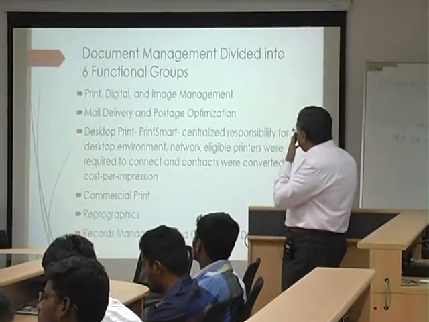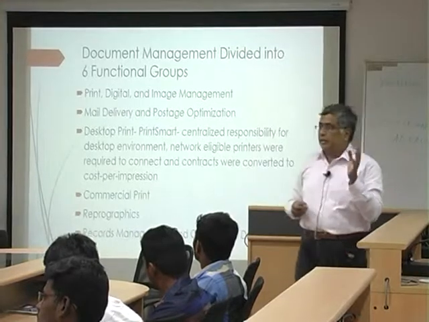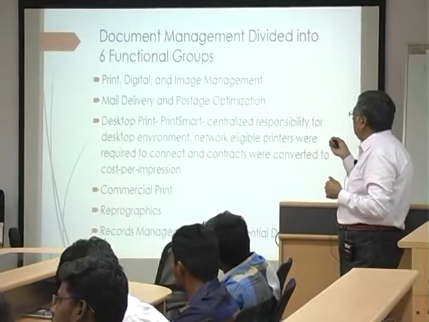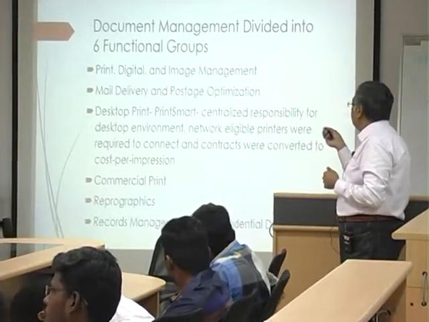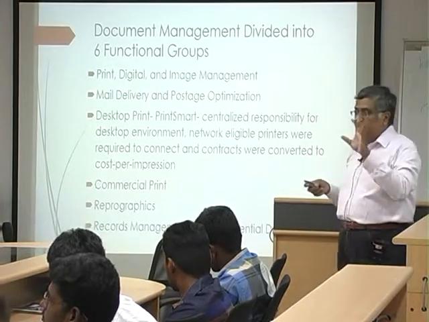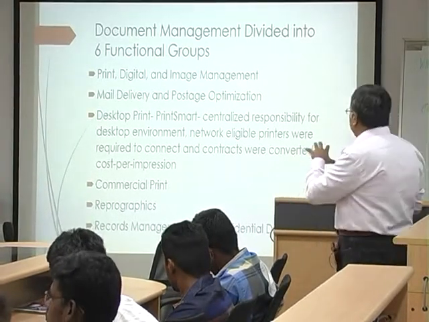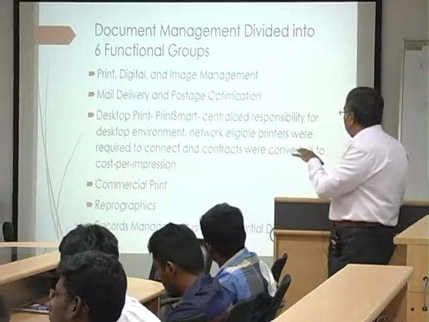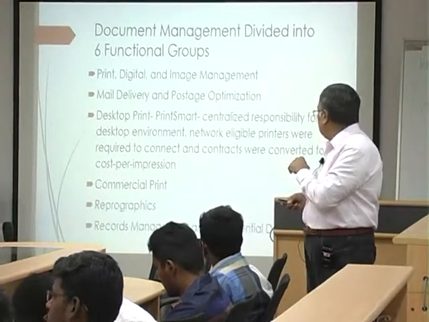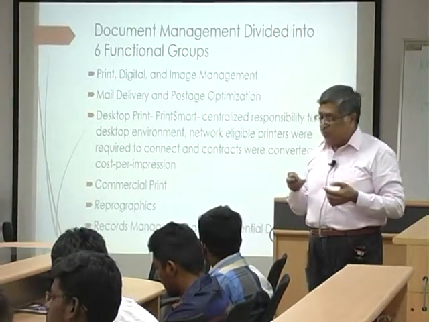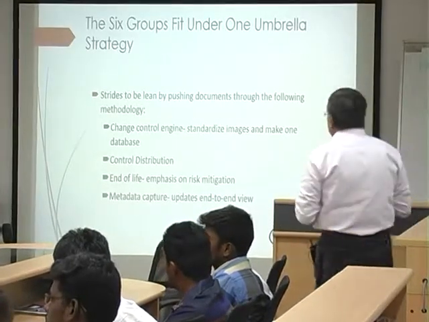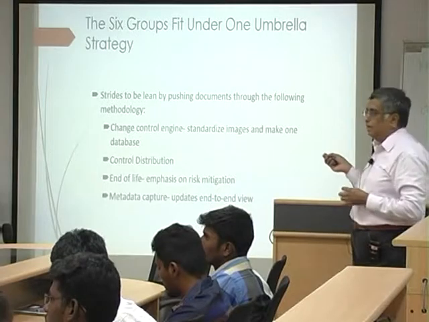Okay, so this entire document management was then divided into 6 functional groups, each with a different purpose. The first one had to do with digitization. The second one had to do with optimization of mail delivery. The third one, print start, was what I just showed you, the centralized responsibility for the desktop environment. Then you had commercial print, reprographics, and records management, because banks have to keep records for a certain time according to law before they can destroy them. Okay. So these 6 groups fit under one umbrella strategy.